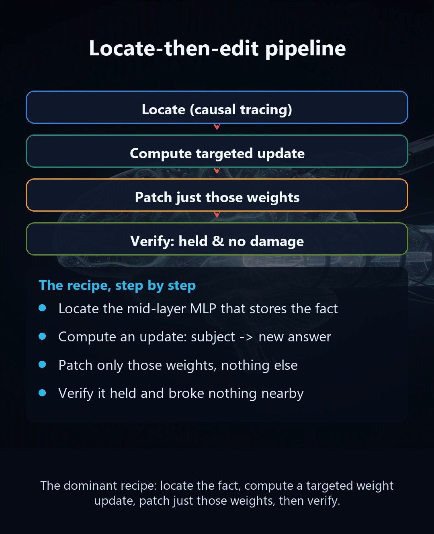This gives us the dominant recipe: locate, then edit. First, causal tracing locates the specific mid-layer feed-forward module that recalls the fact. Next, we compute a small, targeted weight update that maps the subject to the new answer. Then we patch just those weights, leaving the rest of the model alone. Finally, we verify the edit held and did not damage anything nearby. Locate, compute, patch, verify, all in seconds.